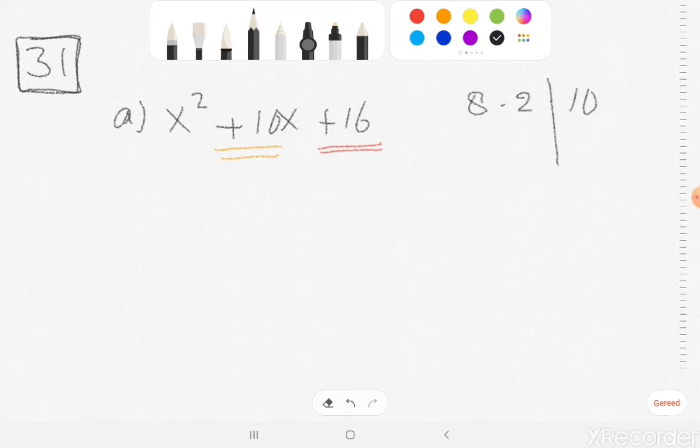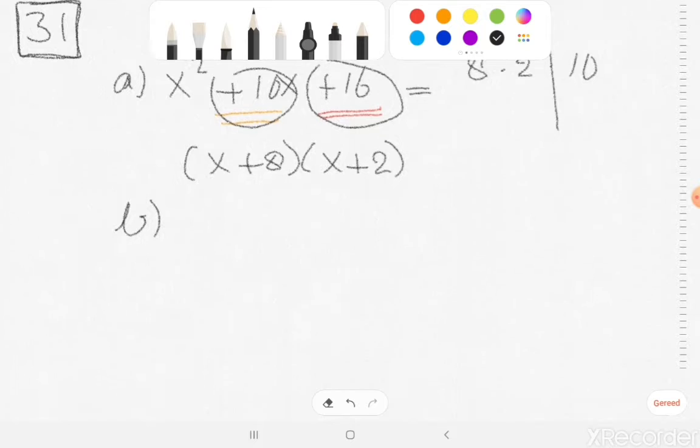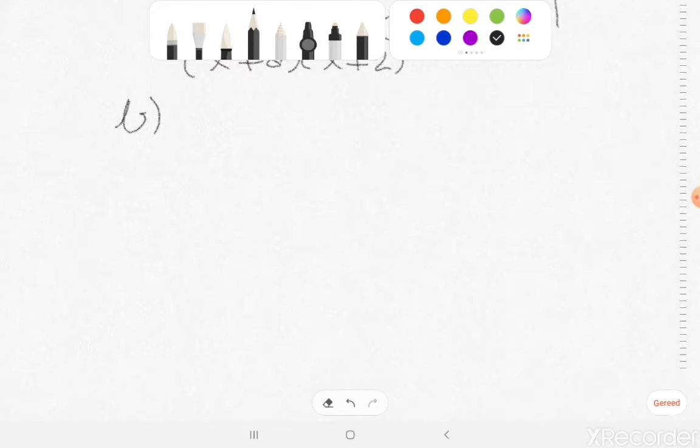Wait a second, I have immediately the answer, because 8 times 2 is 16, and 8 plus 2 is 10. So we can factorize x squared plus 10x plus 16 into x plus 8 and x plus 2. And that's exercise A. Now let me have a look at the next one, exercise B.